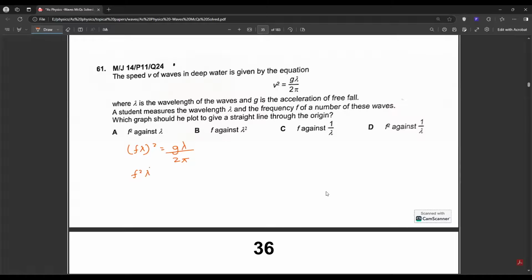F square lambda square is equal to g lambda over 2 pi. Perfect. Lambda cancels out. Lambda is equal to g over 2 pi times 1 over f square. So either you can plot a graph of lambda versus 1 over f square, or you can invert this as well. You can plot a graph of f square over 1 over lambda. Any answers like that? Yes, D is your answer. Perfect. Let's move ahead.